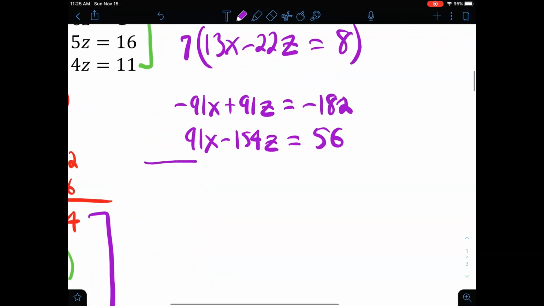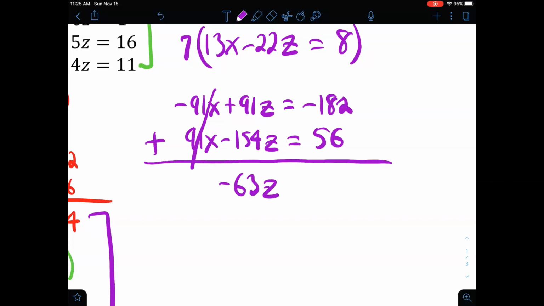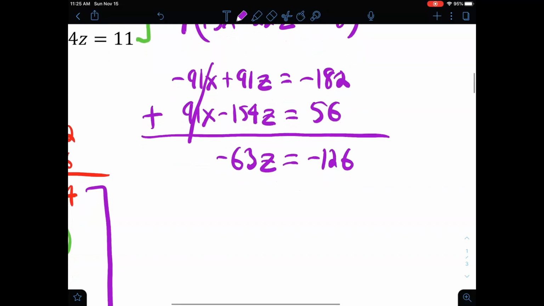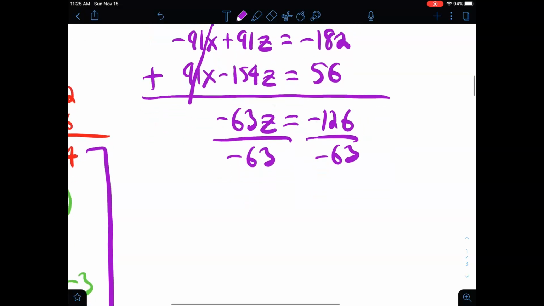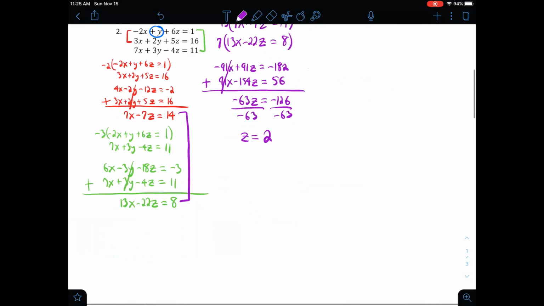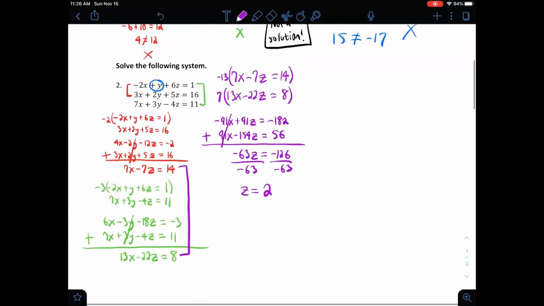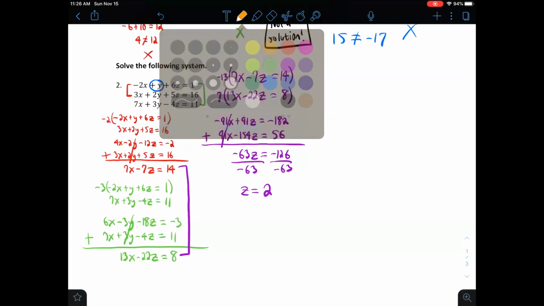All right, now we can add straight down. And the x's are going to cancel because negative 91x plus 91x is 0. Negative 91z minus 154z is negative 245z. And that equals negative 182 plus 56, which is negative 126. Divide by negative 63. We're going to get z equals, that's going to be what, 2? It's going to equal 2. So we got one of our variables here. That's awesome. Now I got to keep cruising along. So we got z equals 2.